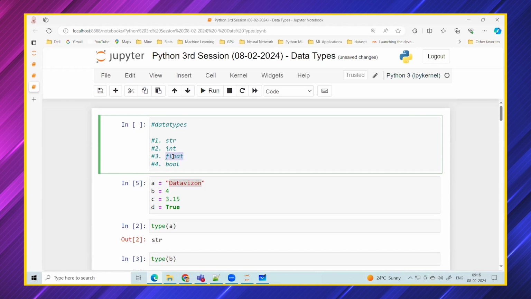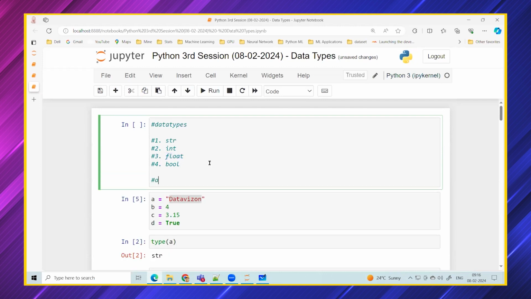But more than this, what is really important is the advanced data types, and this is what we are going to cover: list, tuple, dictionary. Very important. So we will cover this in the next class. We'll stop here. We'll continue tomorrow.